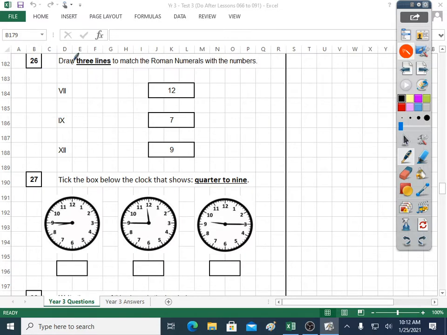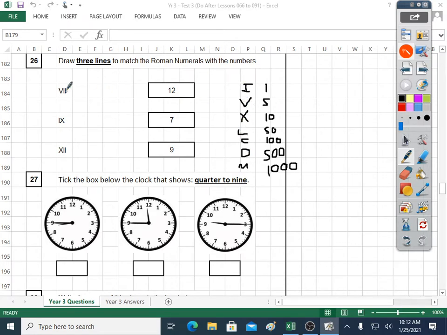Question 26. Draw 3 lines to match the Roman numerals with the numbers. Okay, let's do the first one. V. I have a little rhyme for this, don't I? I vote extra large Cadbury's Dairy Milk. And then I go 1, 5, 10, 50, 100, 500, and 1,000. Now, I know we don't need all these letters. That's my little rhyme for remembering it. I vote extra large Cadbury's Dairy Milk.